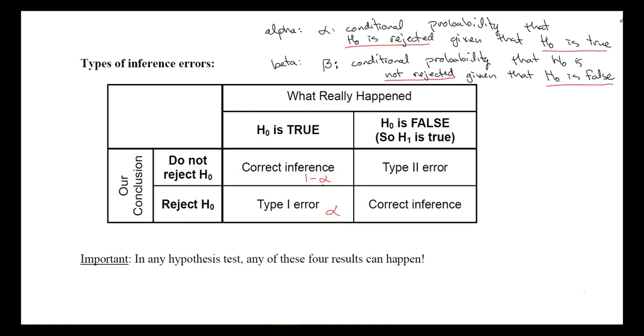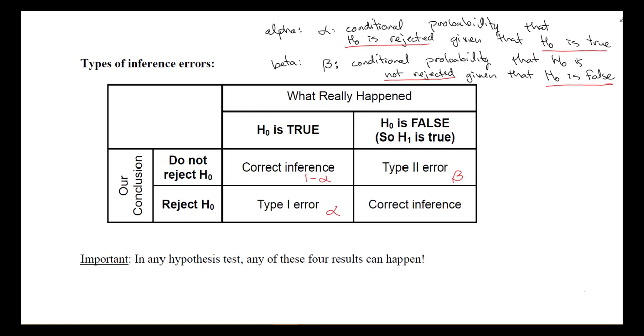All right, now let's talk about what happens if H0 is false. And by the way, that immediately puts us over onto H1 is true. Our alternative hypothesis is true. So if H0 is false, then the correct inference would be to reject H0. The incorrect inference, the wrong inference, would be to fail to reject H0. And it turns out that that probability is our conditional probability beta. Okay, and that type of error is called a type 2 error.